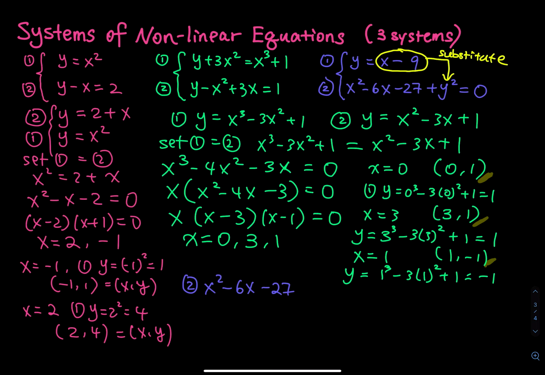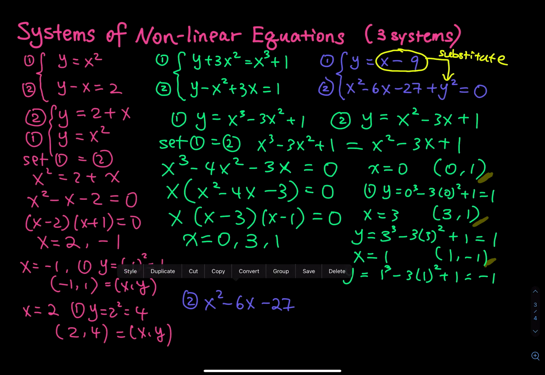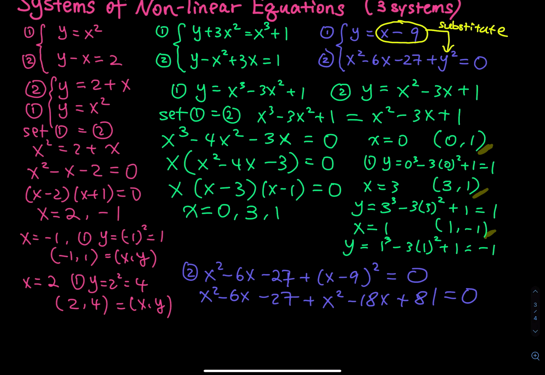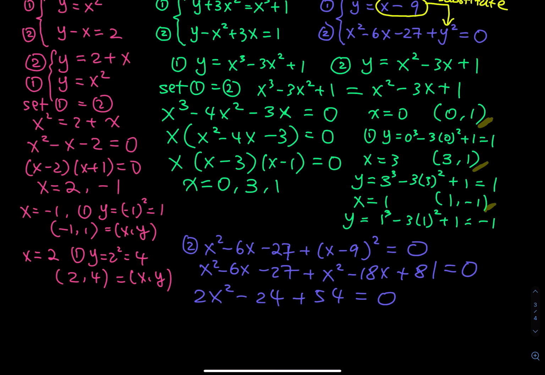Here comes the substitution. I should move this down a little bit so I have enough space. 27, and then plus y squared, which is x minus 9 squared. That is equal to 0. All right, open up the square. Copy this again, 27. And then this is x squared, minus 9 times 2 is minus 18x. 9 times 9 is 81, equals 0. Simplify that. You have x squared plus x squared, negative 6 minus 18, and then positive 81 minus 27 equals 0.